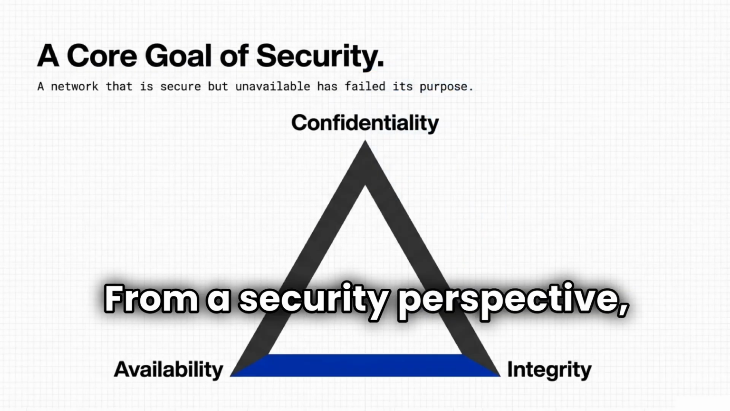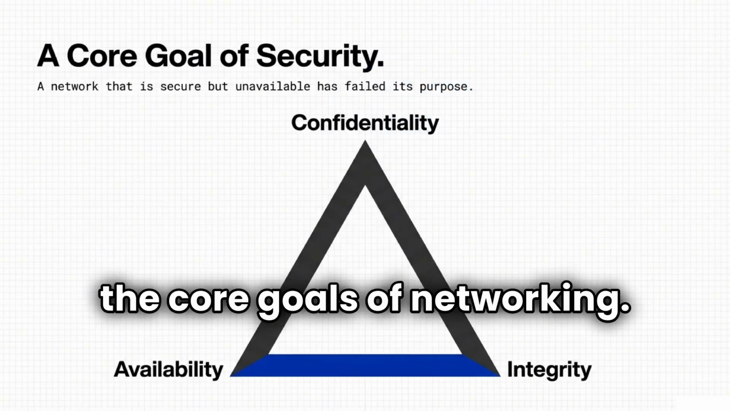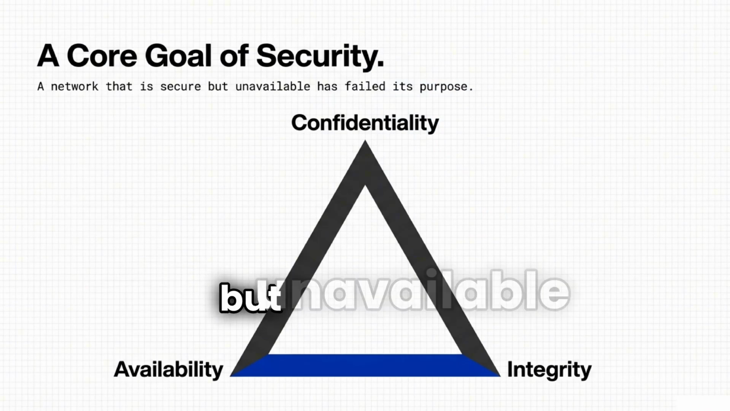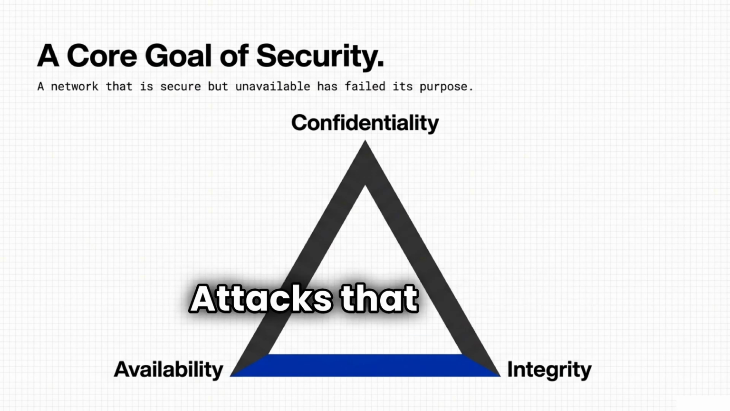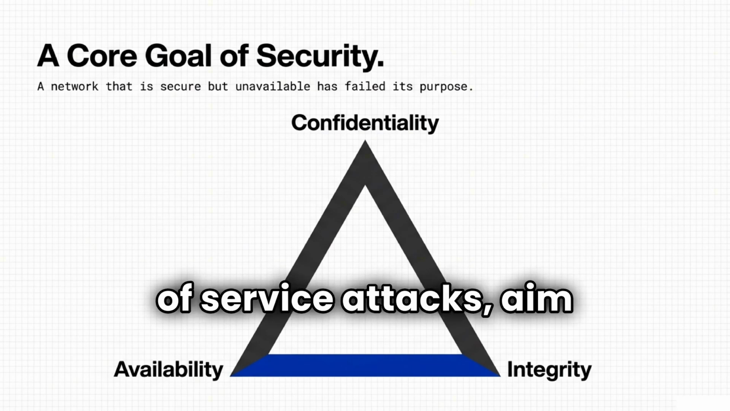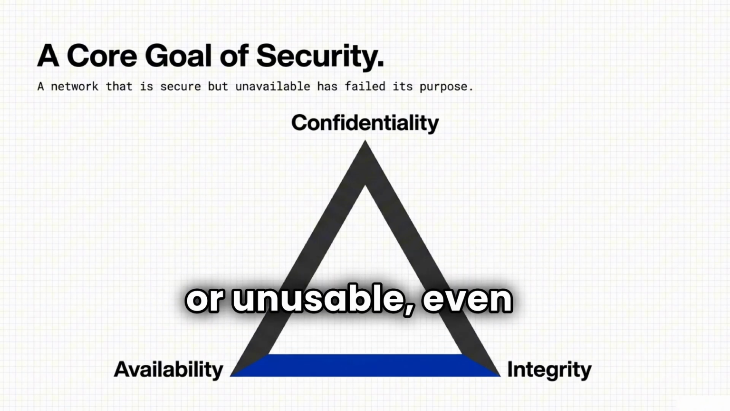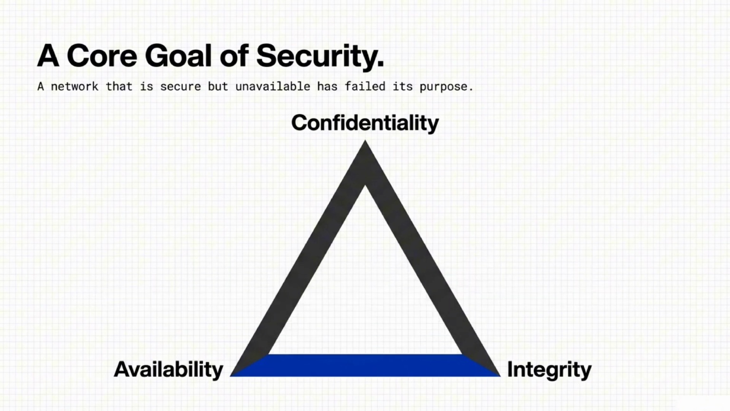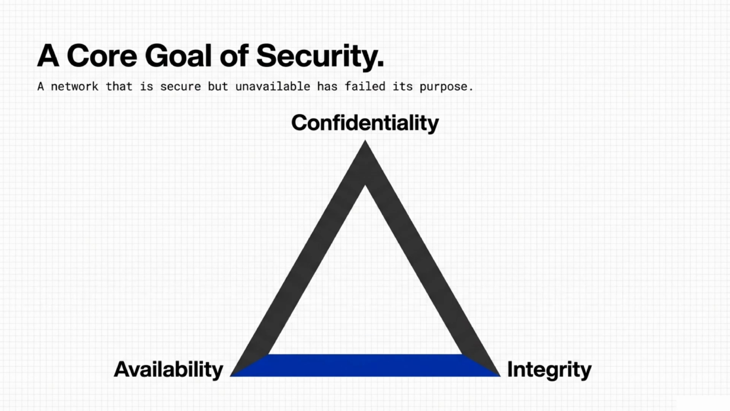From a security perspective, availability is one of the core goals of networking. A network that is secure but unavailable has failed its purpose. Attacks that target availability, such as denial of service attacks, aim to make endpoints unreachable or unusable, even if they are not compromised. This is why availability is often discussed alongside confidentiality and integrity.